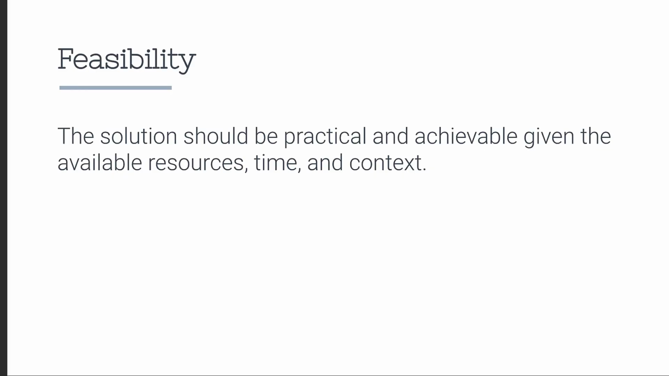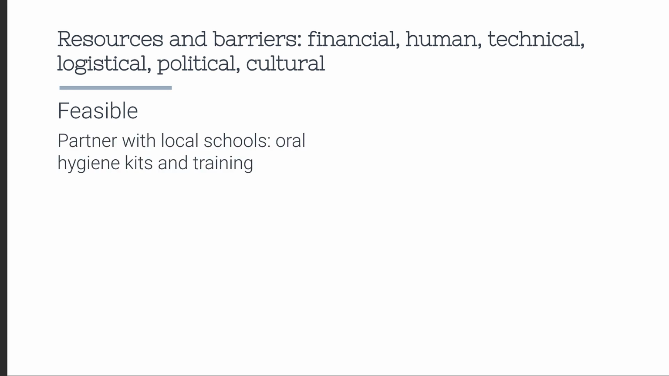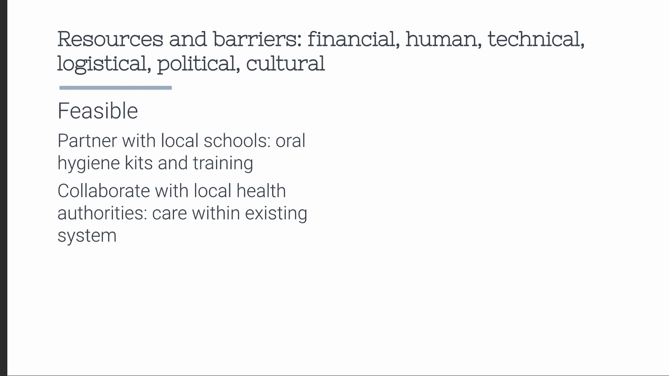Now let's look at feasibility. The solution should be practical and achievable given the available resources, time, and context. So we're looking at resources and barriers like financial, human, technical, logistical, political, and cultural issues. Some feasible proposals are partnering with local schools to give oral hygiene kits and training. They already provide education and have contact with the kids. This is just adding an extra service on. Collaborating with local health authorities would provide care within an existing system. They already have contact with people, they know the community, and they know how to get supplies out.